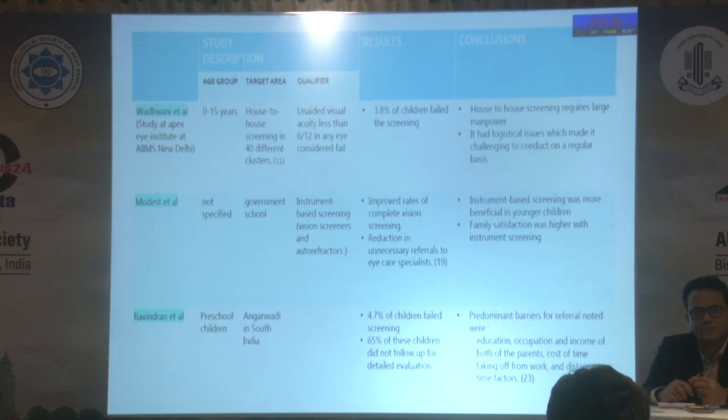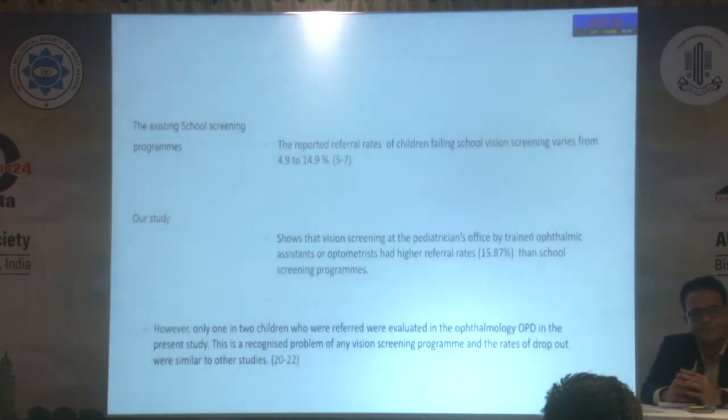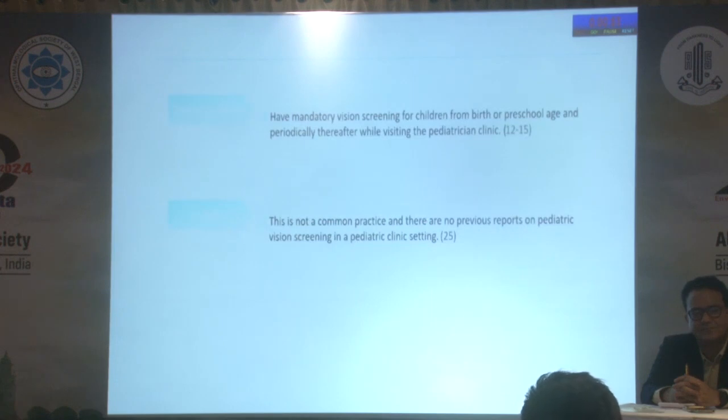Modest et al. was the first instrument-based screening which was performed, and it had improved rates of complete vision screening, it largely reduced unnecessary referrals to specialists, and family satisfaction was superior. In the existing studies, the reported referral rates were 4 to 14%, whereas our study, which was performed by trained ophthalmic assistants or optometrists, had higher referral rates, about 15 to 16%. However, the dropouts from reviewing with the ophthalmologists were almost similar to the previous studies. In several countries, it's mandatory that children undergo screening from birth to preschool age and periodically thereafter in a pediatrician clinic. However, this practice is not common in India.